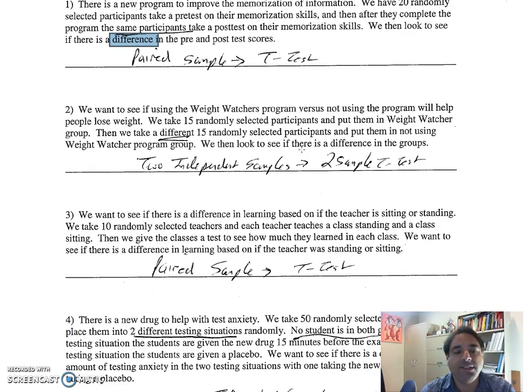Number 2, we want to see if using the Weight Watchers program versus not using Weight Watchers will help people lose weight. We have 15 randomly selected participants and put them in the Weight Watchers group. And we take a different 15 randomly selected participants and put them in the not-using-Weight-Watchers group to see if there's a difference. In this case, we have two groups, so we'll be doing a two-sample t-test.